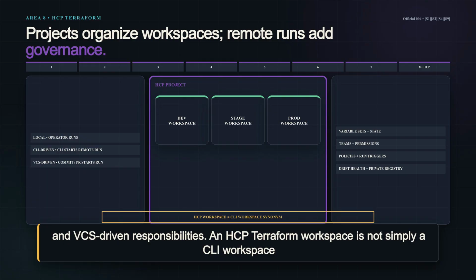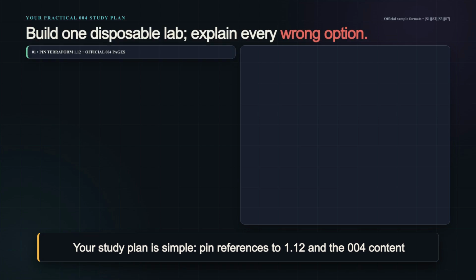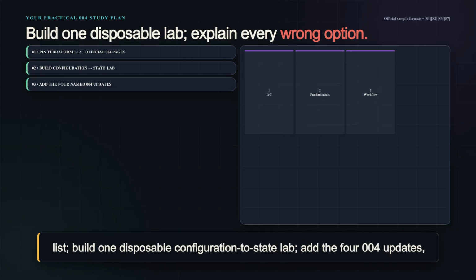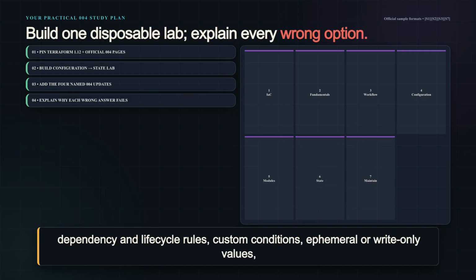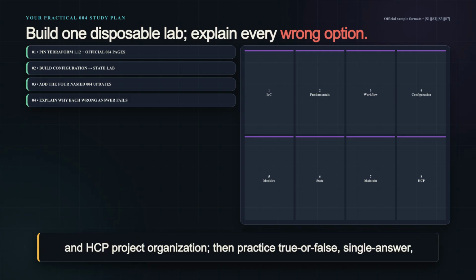Your study plan is simple: pin references to 1.12 in the 004 content list, build one disposable configuration to state lab, add the 004 updates, dependency and lifecycle rules, custom conditions, ephemeral or write-only values, an HCP project organization, then practice true or false, single answer, and multiple answer questions while explaining every wrong option.